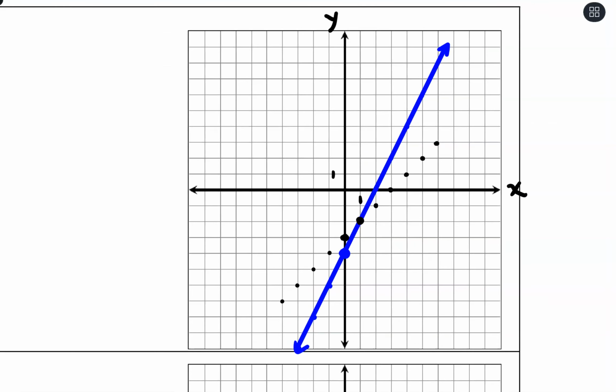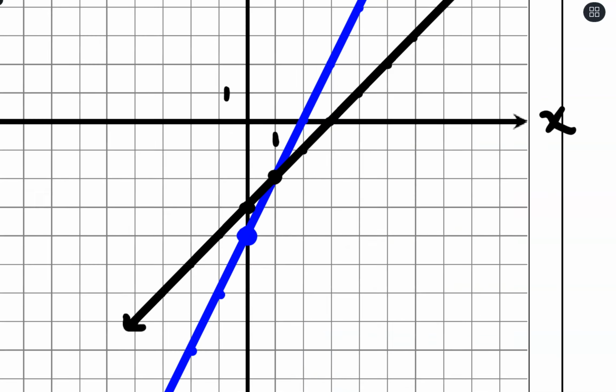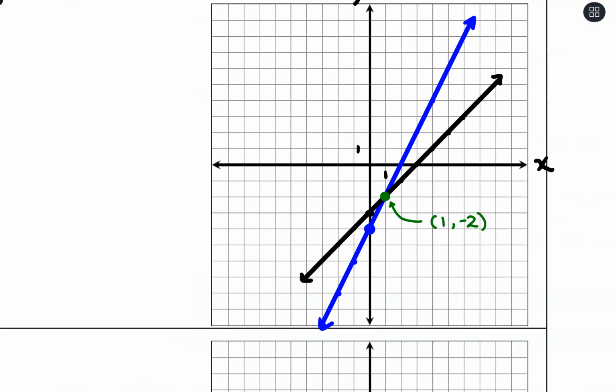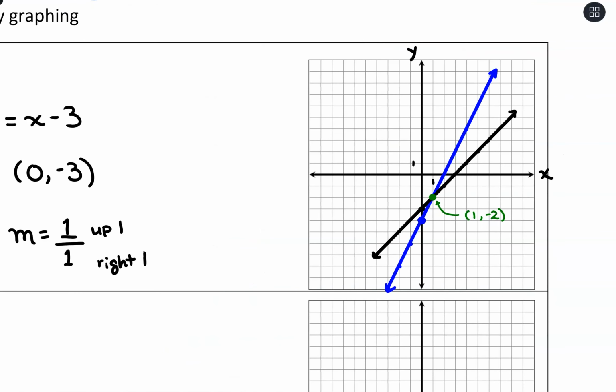All right, here we go. And as you're graphing by hand, just be really careful and use a ruler or straight edge to be as exact as possible, because we really want to see where that intersection point is. So what we have there is an intersection point at (1, -2). And that intersection point is our solution.